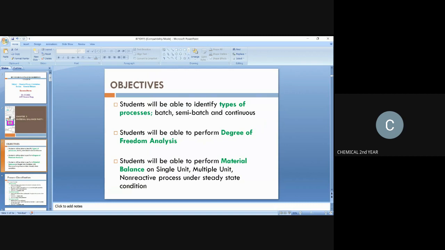The main objectives of studying material balances: students will be able to identify the types of processes, that is batch, semi-batch and continuous processes. Students will be able to perform degree of freedom analysis. Students will be able to perform material balance of single unit and multiple unit non-reactive processes under steady state condition.